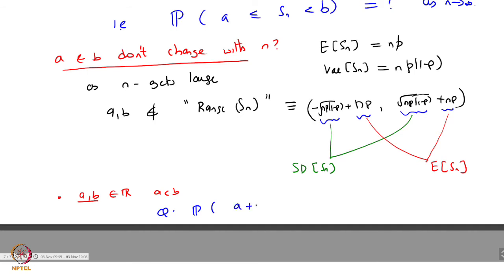you keep adding, you look around the mean. You look around the mean: A plus np is less than or equal to Sn is less than or equal to B plus np, around the mean, and you scale by the variance. You scale by the interval, that is the square root of n times p times 1 minus p. You look around this interval. So this interval keeps moving, so what happens to this? This is a more meaningful question.